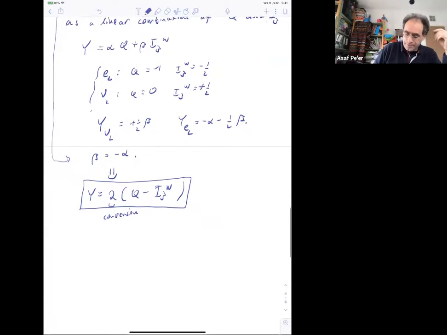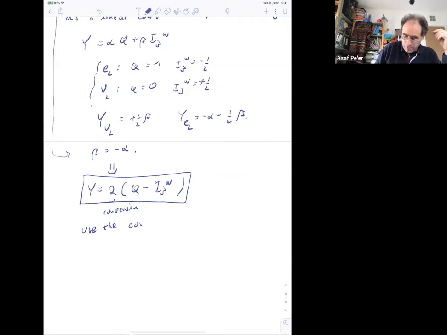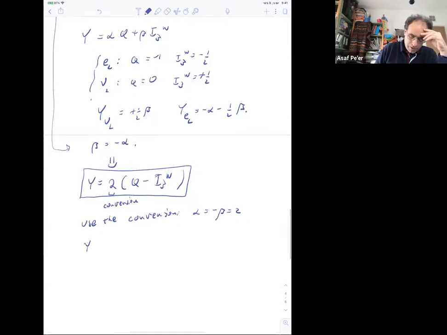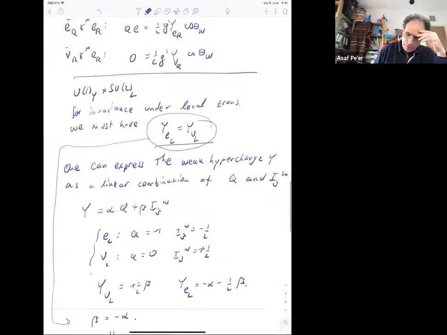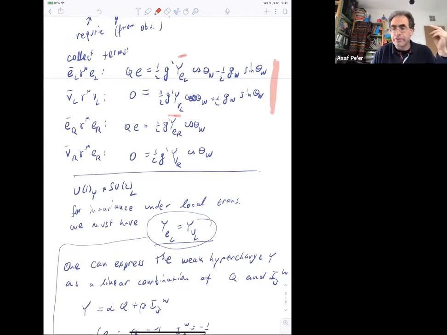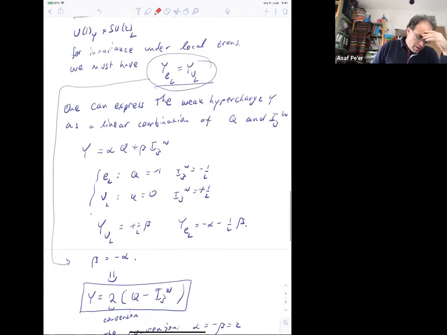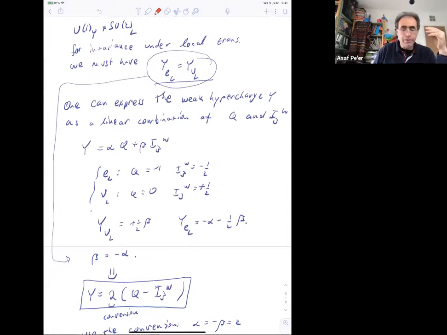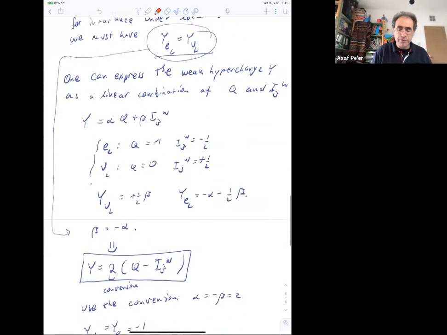So we can use this convention, basically alpha is minus beta is two, and we get that Y neutrino left and Y electron left is minus one. And once we know that, we can plug it here. You know what is Y electron left, Y neutrino left. And you know what is Q, just minus one for the electrons. Then we get the relationship between the weak and electromagnetic coupling in terms of the weak mixing angle.